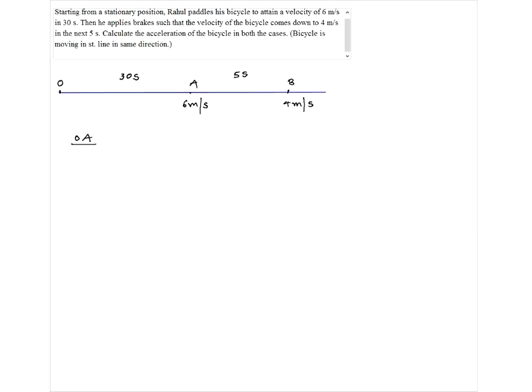Acceleration has to be found out in both cases, that is OA case and AB case. OA case: final velocity minus initial velocity divided by time. 0.2 meter per second square. Can you do the second part now? B, that is. Minus 0.4 meter per second square.